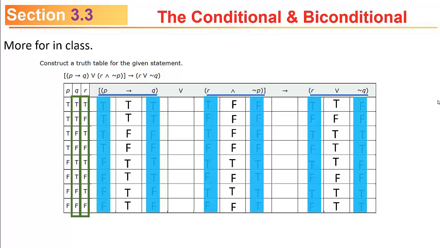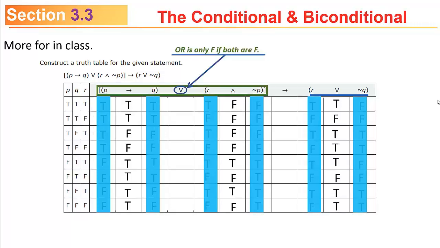Now I'm going back across here, and I notice I have to fill out this OR column. I couldn't fill it out until I got trues and falses on both sides of it, but I do have trues and falses on both sides, and I remember that an OR is only false if they're both false. So if I scan down through there, I only see two cases where they're both false. So I'll change those to false. Everything else will be true.